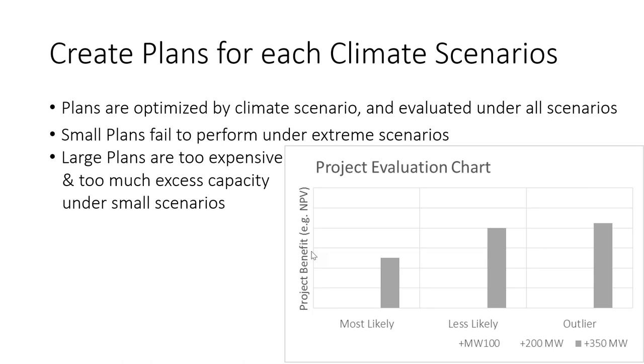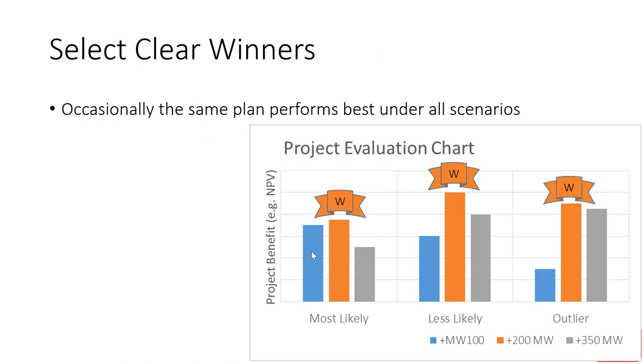Occasionally in this process, a clear winner is going to emerge. So in this particular case, we're looking at the benefit of different adaptation scenarios. We have this orange plan, which is our best adaptation plan underneath each of the three different scenarios. When this is the case, obviously we just select this. This is just good planning. But otherwise, we evaluate our plans incrementally.